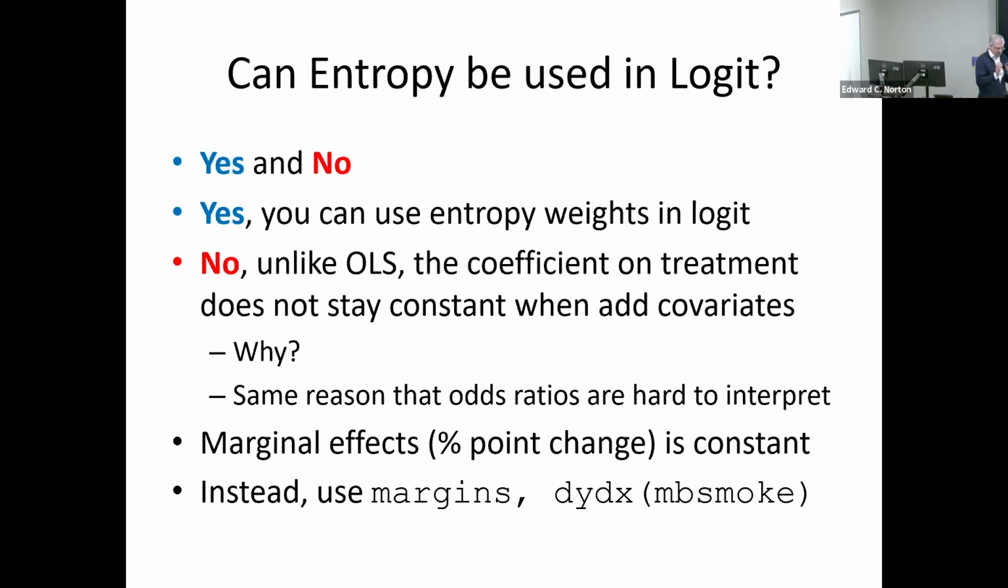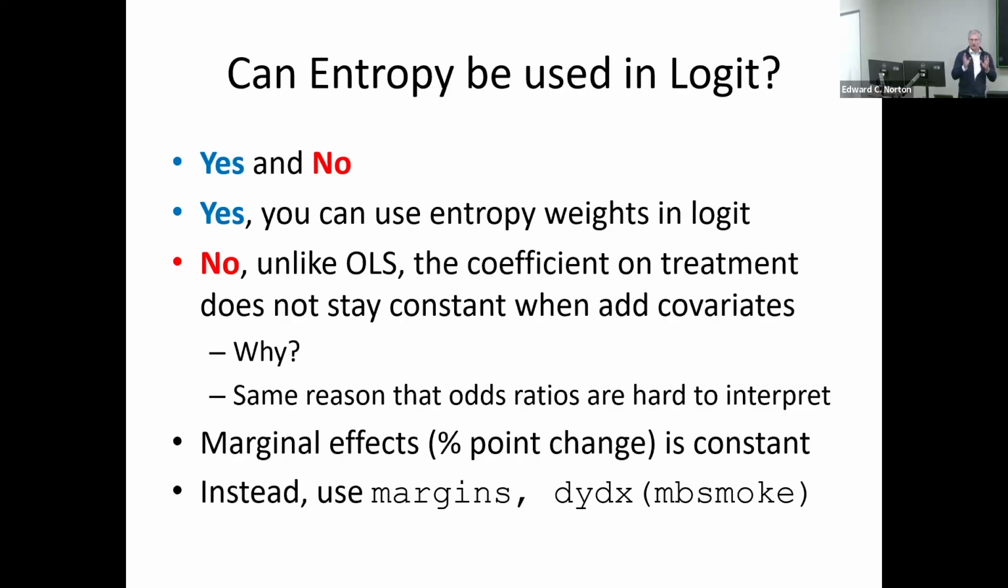Because when you run a logit with the extra covariates or without the covariates, you are changing the root mean squared error. And when you change the root mean squared error, you change sigma. And when you change sigma, you change beta over sigma. And what does logit actually estimate? It estimates beta over sigma. That may or may not have made any sense.